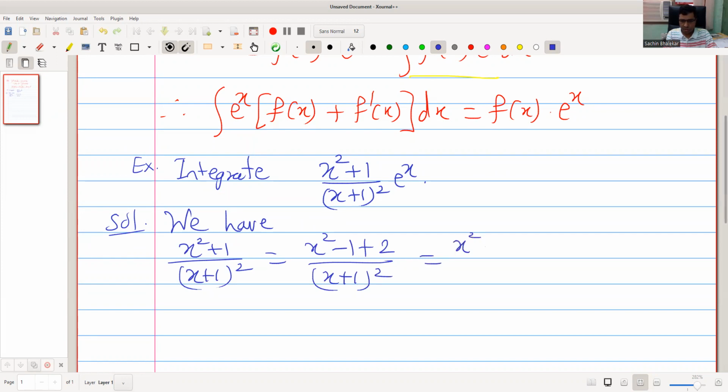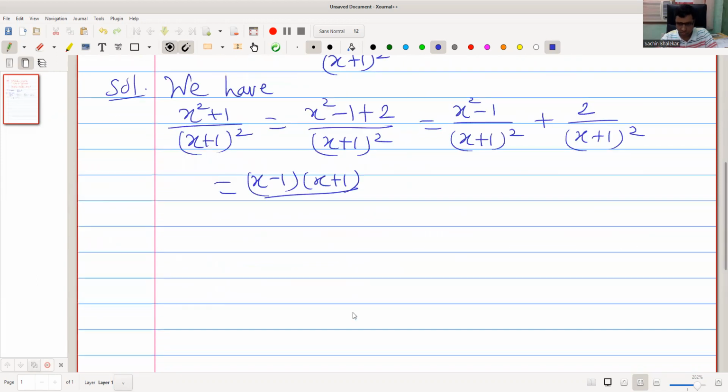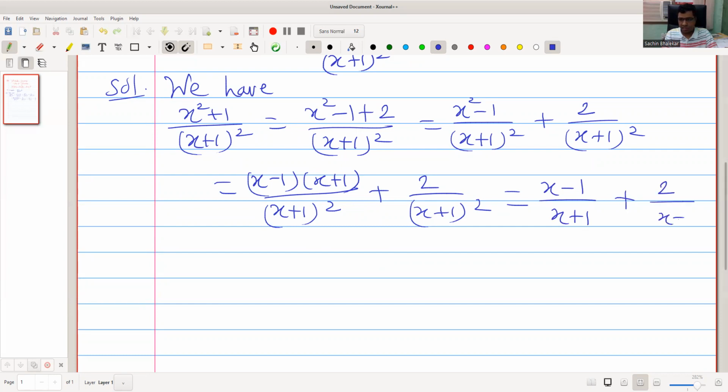And now this is x square minus 1 divided by x plus 1 square plus 2 divided by x plus 1 square. Now first term is x minus 1 x plus 1 divided by x plus 1 square plus 2 divided by x plus 1 square. So we get x minus 1 divided by x plus 1 plus 2 times x plus 1 square.